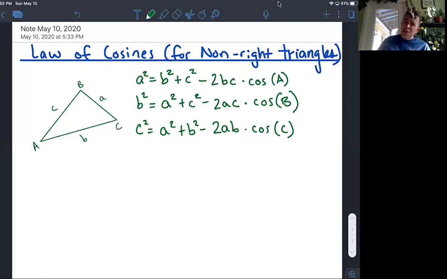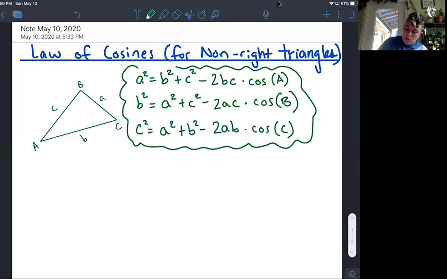So y'all, if I'm understanding my colleagues correctly, I think we're going to give you these formulas, or at least one iteration of these formulas, probably that top one, for the test, so you don't have to memorize those. But these are the ones that we are going to be using.